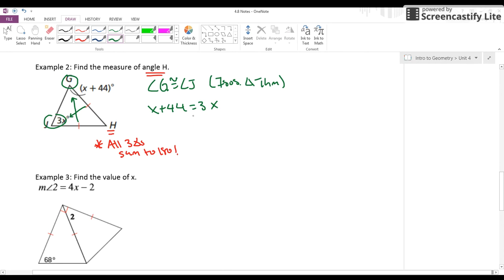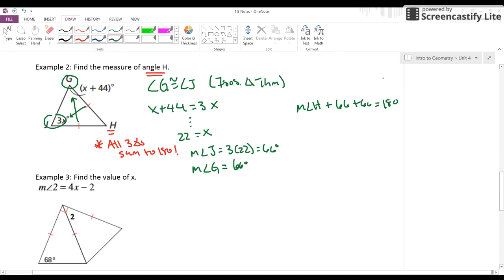So here, solving for x, doing your inverse operations, we're going to get x is equal to 22, which means the measure of angle J is 3 times 22, which is 66 degrees. And since the measure of angle G is equal to the measure of angle J, that's also 66 degrees. So then to find the measure of angle H, I know that H plus 66 plus 66 should equal 180 by my triangle sum theorem.